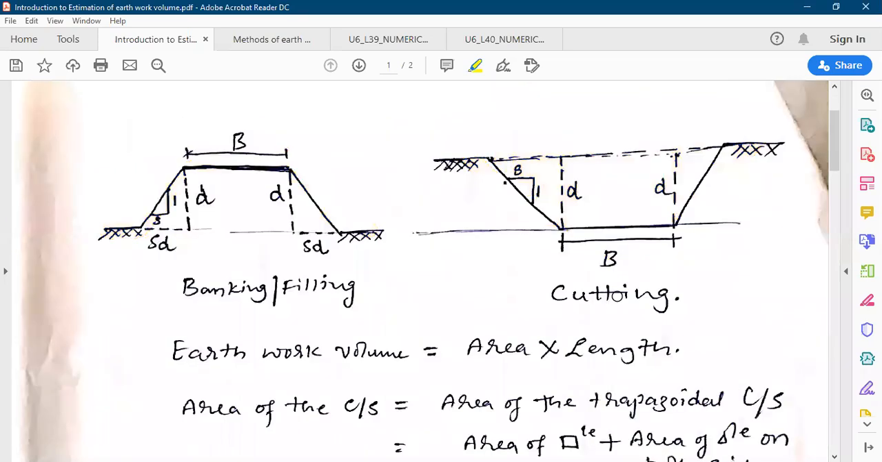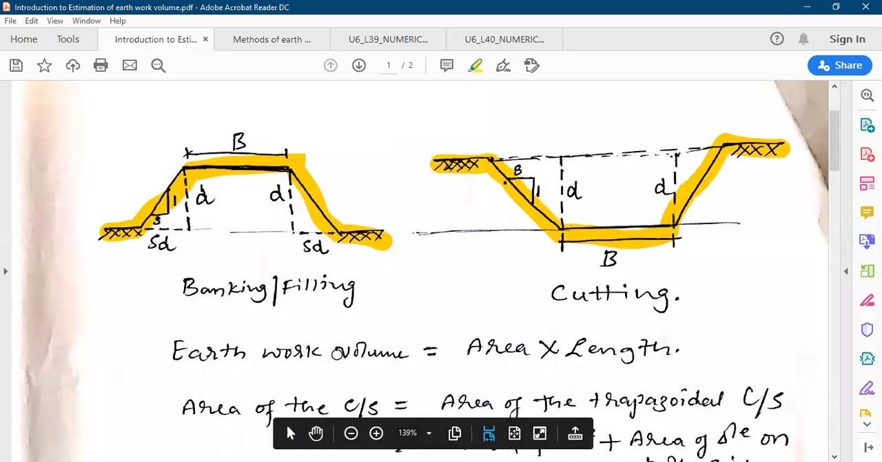Now we need to calculate the amount of earth required either to fill or to cut. So how to do the calculation of filling quantity, and how to do the calculation of cutting quantity, which is to be filled in this required shape? This is the standard cross section with which we can go for construction of the road, either in the cutting or in the filling.